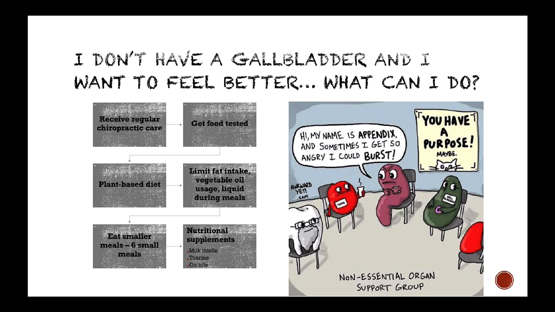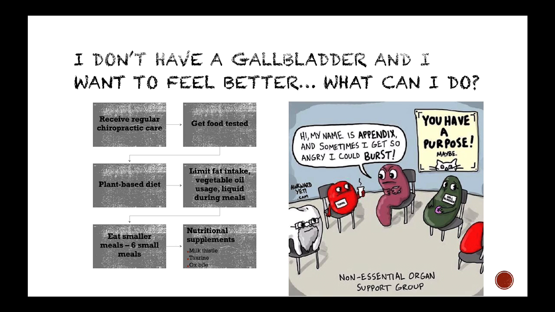Either your diet's wrong or something else is just not working properly. It might be nutrient deficient. Either way, getting food tested or nutrient testing is going to help. Eating a plant-based diet will help with inflammation and help maintain a healthy body weight. Limit your fat intake because your main regulator is now gone. Vegetable oil should be switched to extra virgin olive oil or coconut oil, which are higher in unsaturated fats, which is going to prompt your gallbladder to empty.